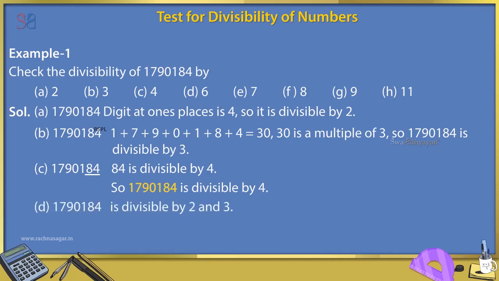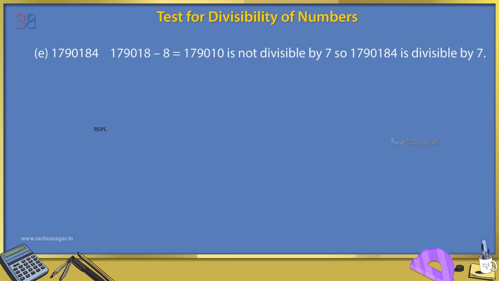D. 17,90,184 is divisible by 2 and 3. So, it is divisible by 6 also. E. 17,90,184: 1,79,018 minus 8 is equal to 1,79,010, which is not divisible by 7. So, 17,90,184 is not divisible by 7.